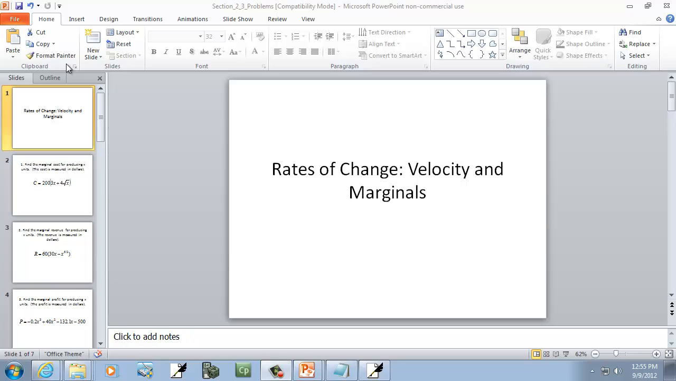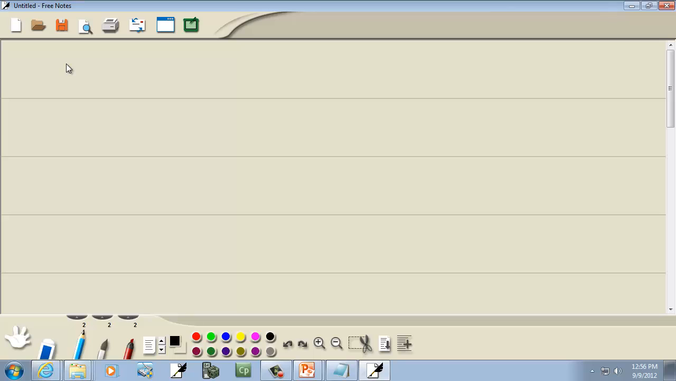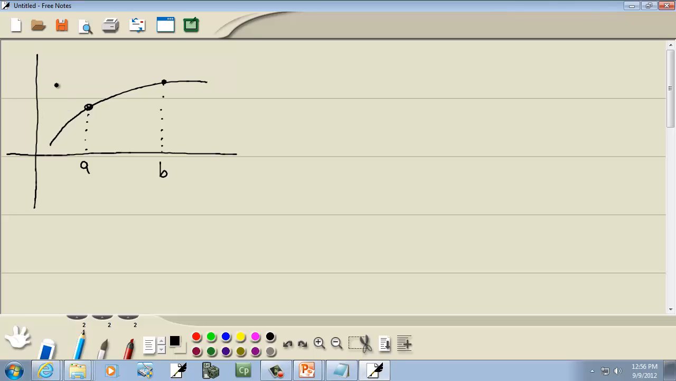Let's take a look at rates of change, velocity and marginals. Now, we'll specifically focus on the marginals and the rates of change. Now, just in general, if I'm looking between two particular points here, I don't know, A and B, these are our x values, and then we got our y values.